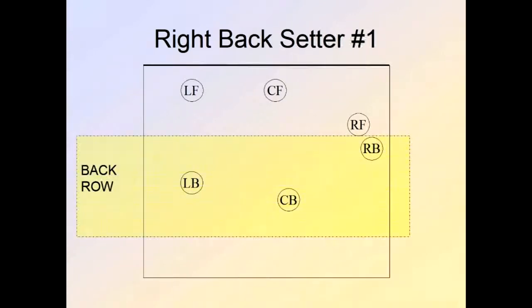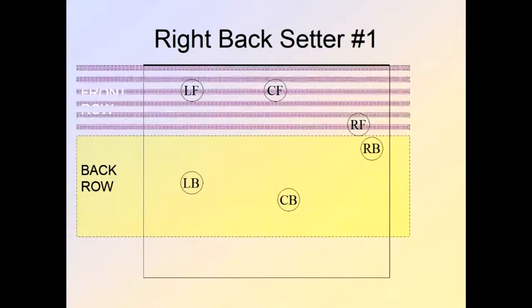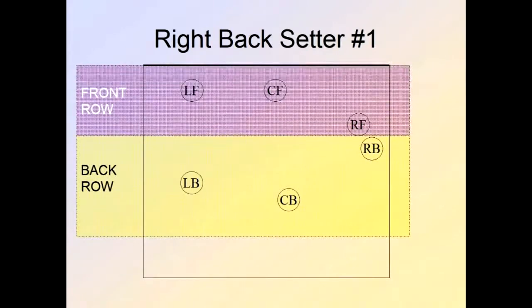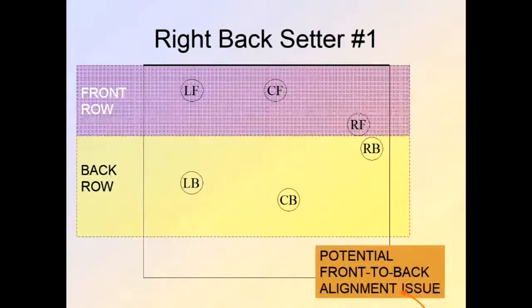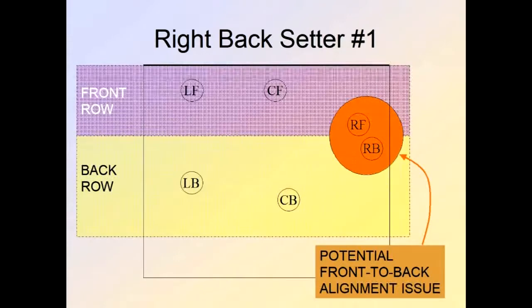Let's look at the back row in yellow. The left back, center back, and right back are all back row players as identified in the yellow box. Our front row in the purple box is our left front, center front, and right front player. In this basic positioning, the right back setter is positioned behind the right front player, and the potential for overlap is front to back only, right front to right back.